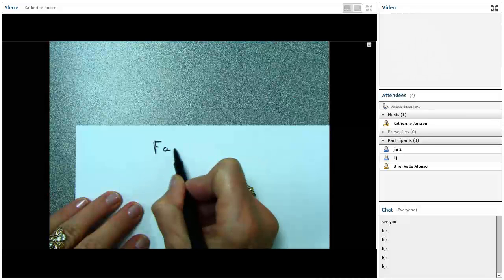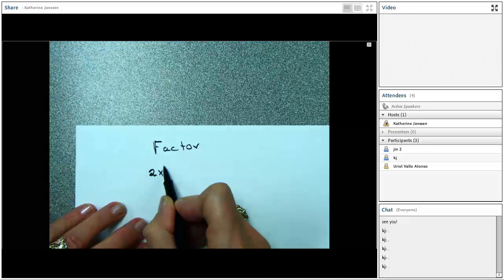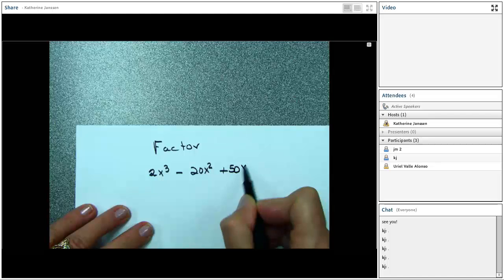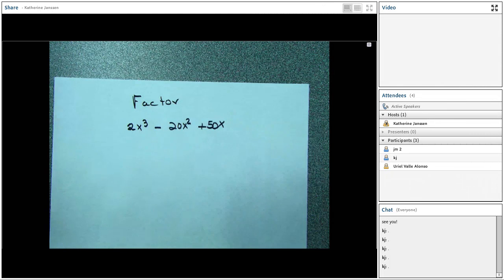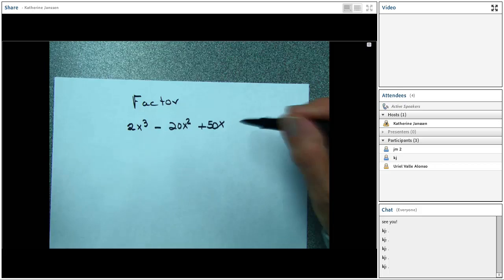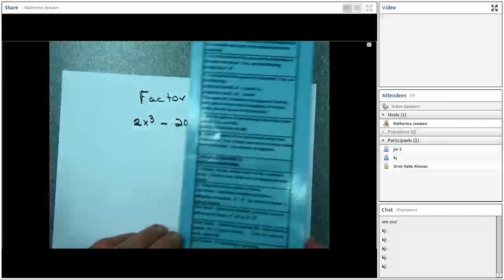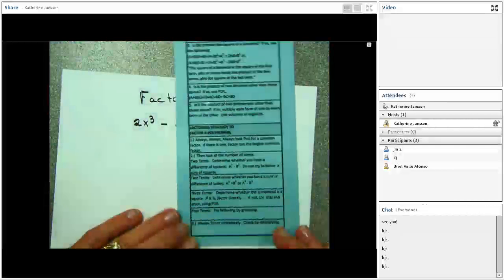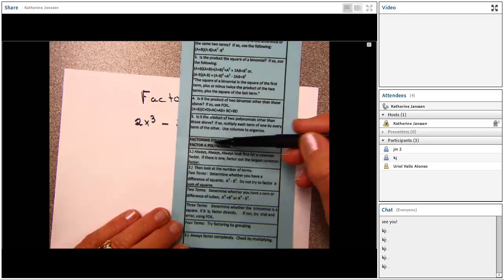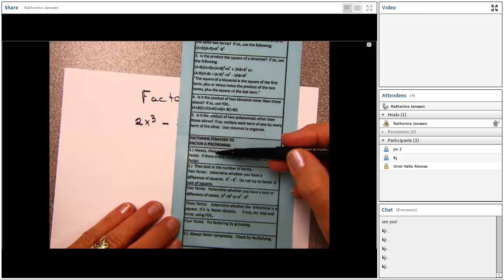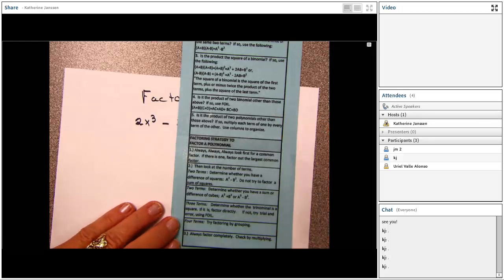Wait, we're asked to factor 2x cubed minus 20x squared plus 50x. Well, obviously this is not of our form pattern that we're discussing, x squared plus bx plus c, but we should always look for a greatest common factor. I'm on the other side of my blue card, and we have a factoring strategy to factor a polynomial. And it says always, always, always look for the greatest common factor. And if there is one, factor it out right away.